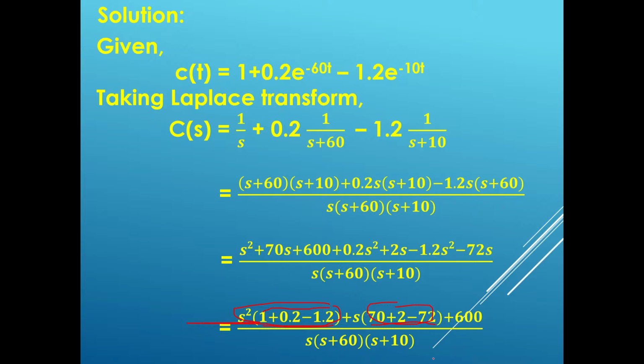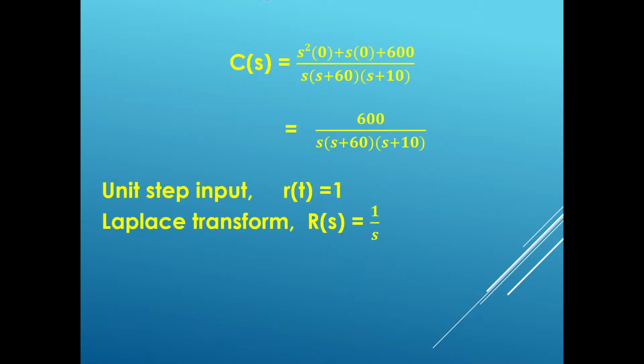So what is left over in the numerator? Only 600 will be left over. If you see here, I have written it in this slide: s square into 0 plus s into 0 plus 600 divided by s into s plus 60 into s plus 10. So what is left over? 600 by s into s plus 60 into s plus 10 is our C of s.